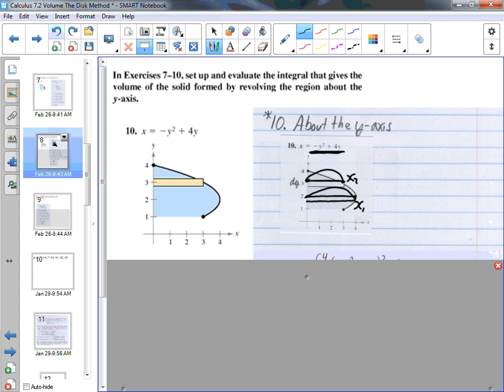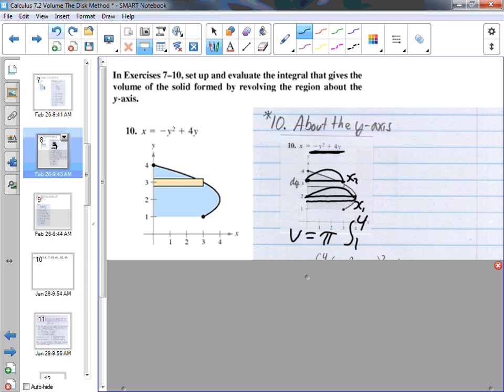So volume equals pi, just always put it in front, might as well, times the integral. Now, our limits of integration don't need to be x coordinates, do they? They need to be y coordinates. So what's the lower limit of integration? It's 1. What's the upper? 4. So the integral from 1 to 4 of, now, radius squared.